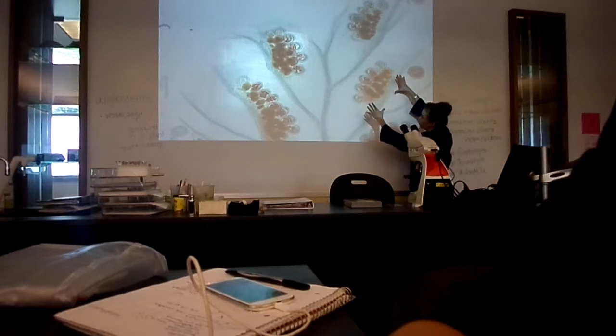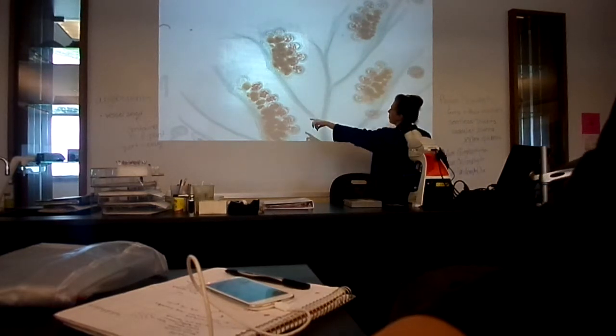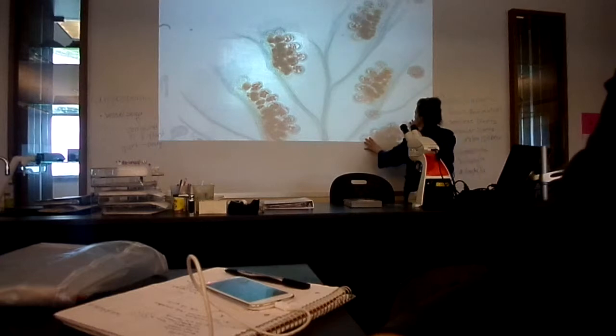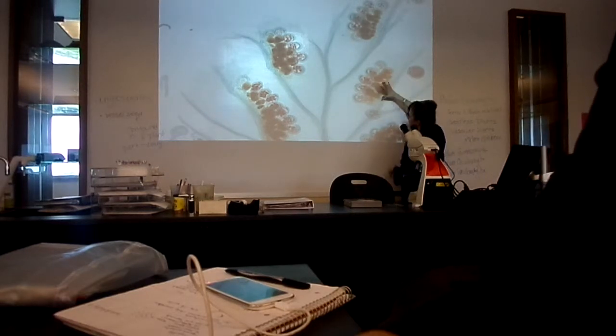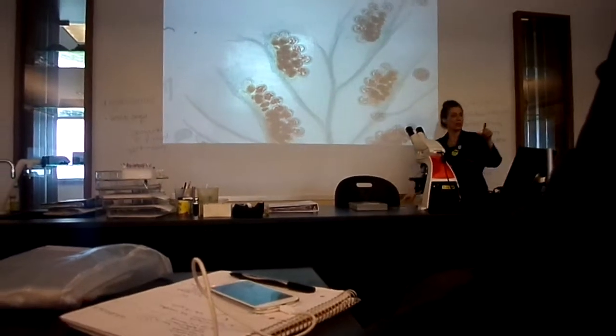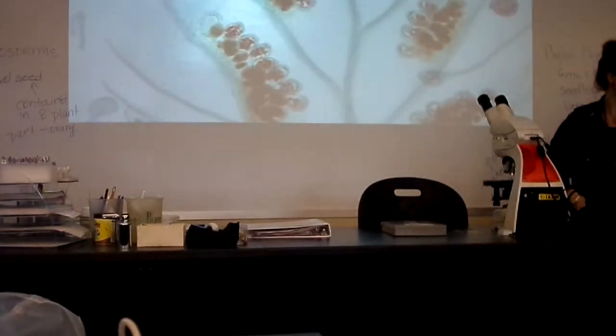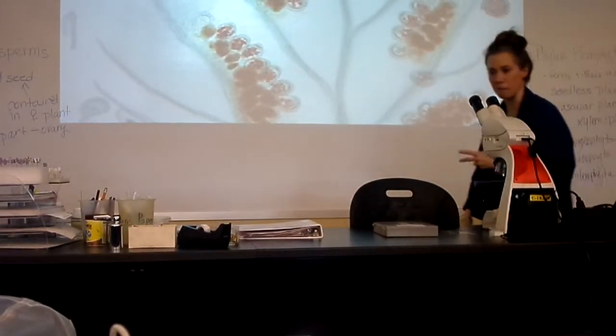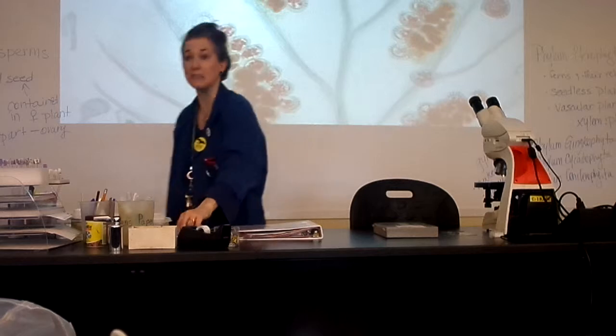Each of these little clusters that you see here, so 1, 2, 3, 4, 5, this guy just kind of broke free, so he's kind of part of this one. They are equal to the little brown dots you see on the back of your fern frond. They're the same thing. So those are sorus.